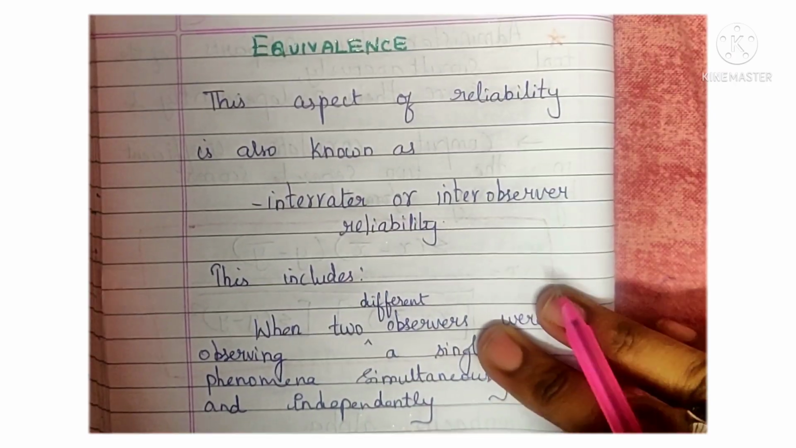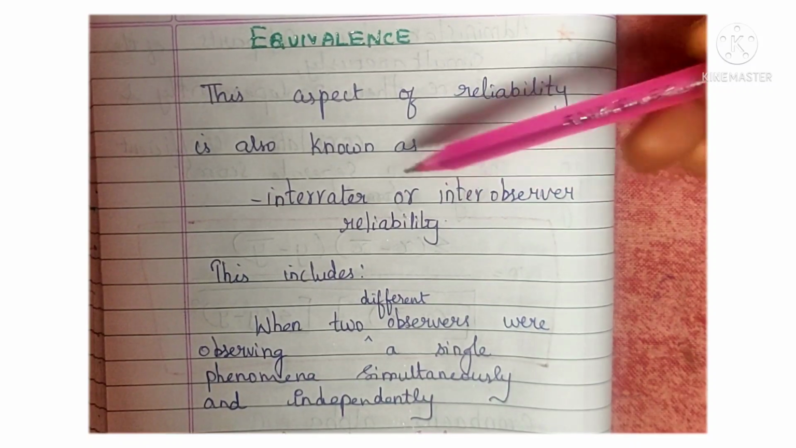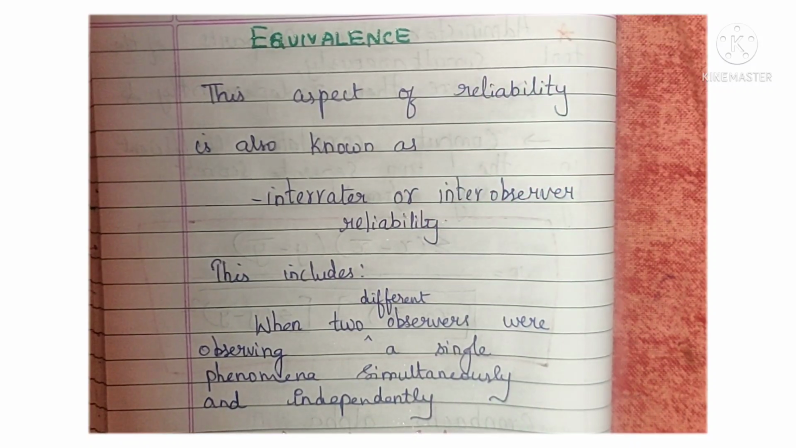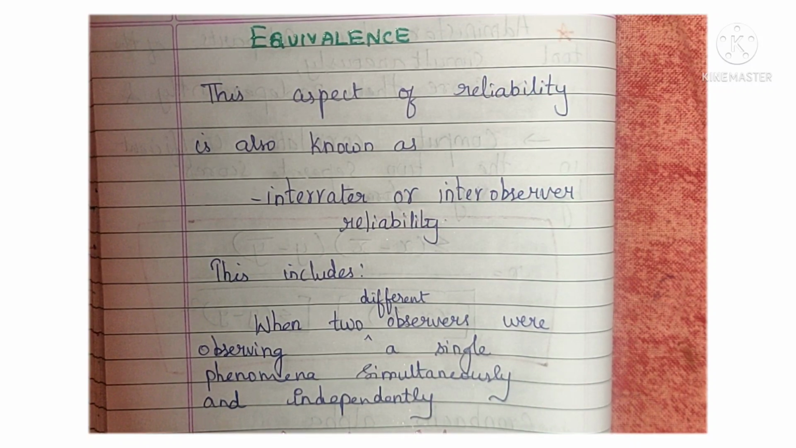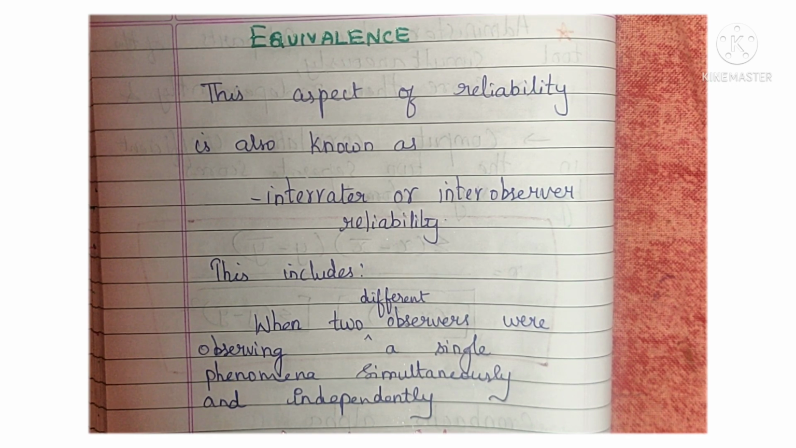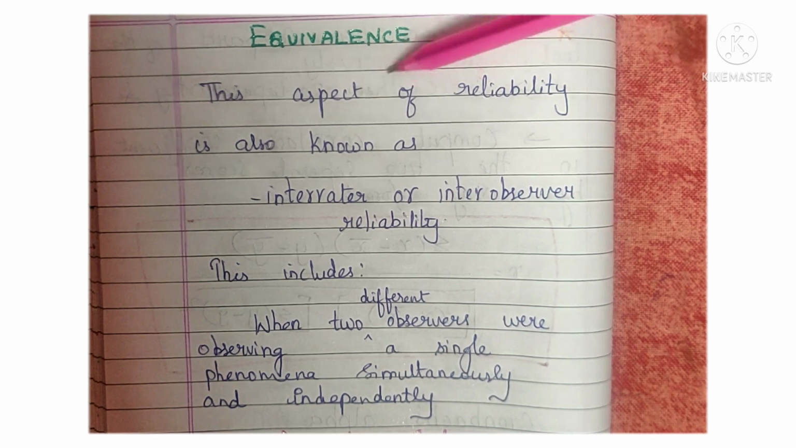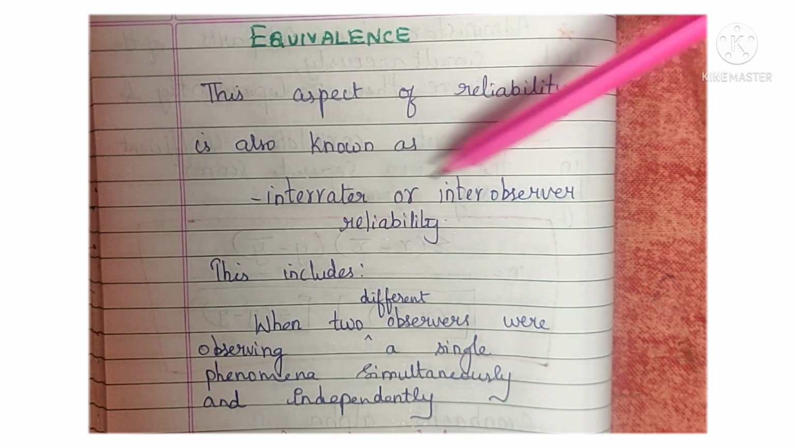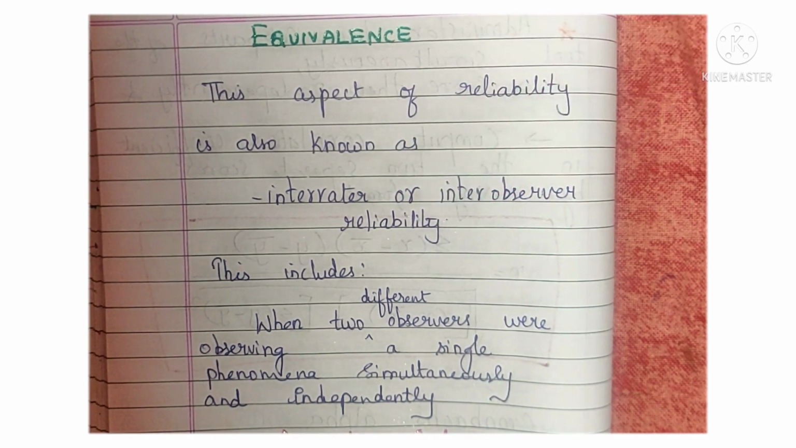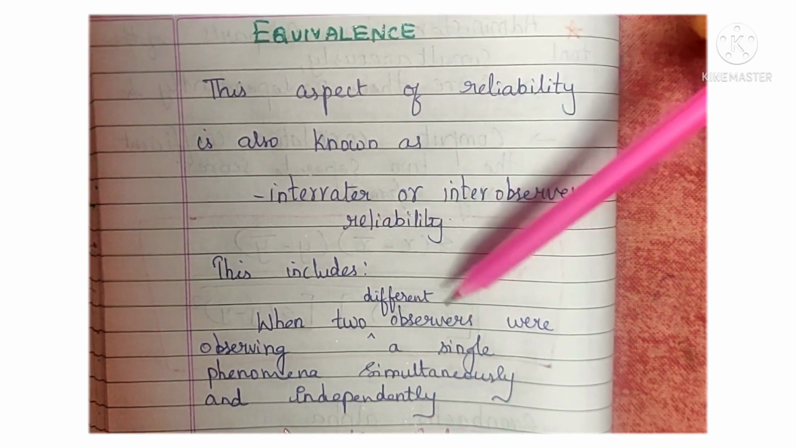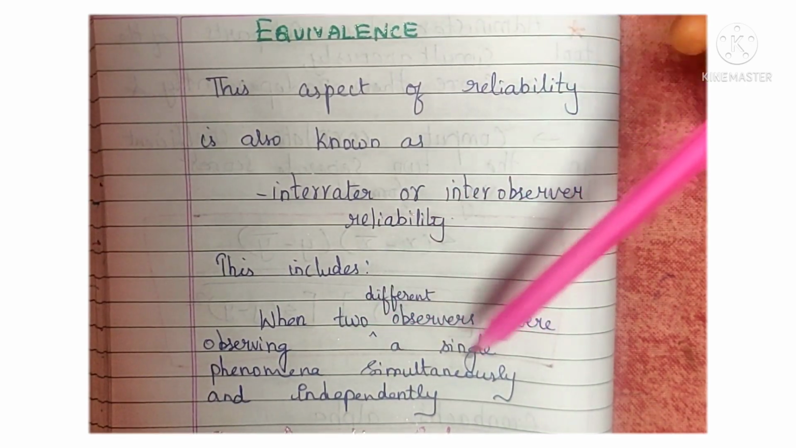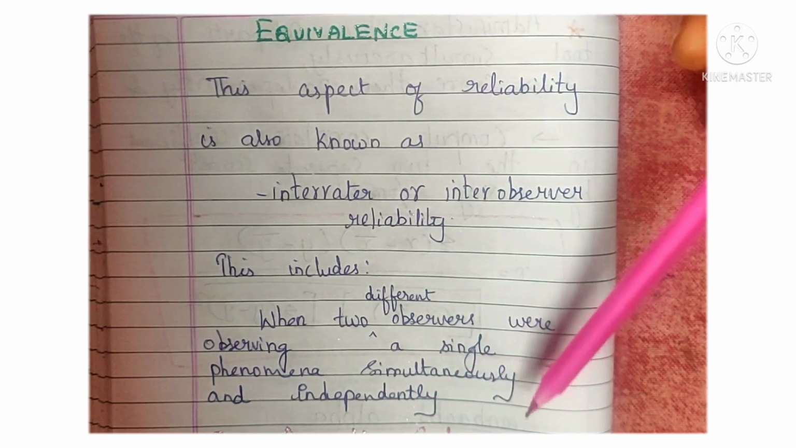Equivalence. This aspect of reliability is also known as inter-rater or inter-observer reliability. So stability is otherwise called the test-retest method. Then in internal consistency, what we have seen is the split-half technique. In equivalence, this is otherwise known as inter-rater or inter-observer reliability. This includes when two different observers are observing a single phenomenon simultaneously and independently.